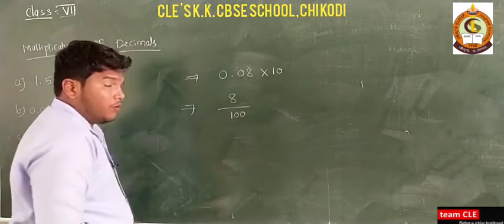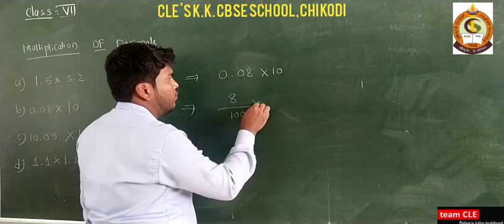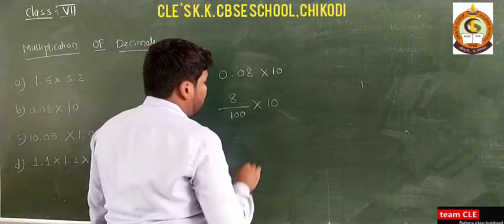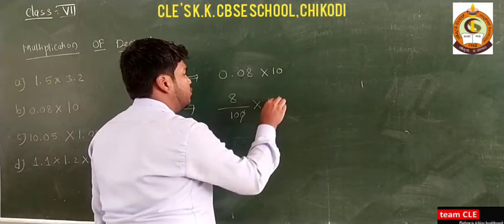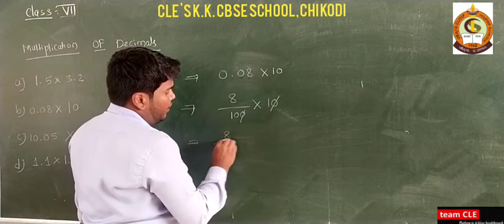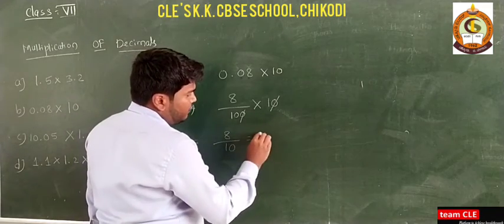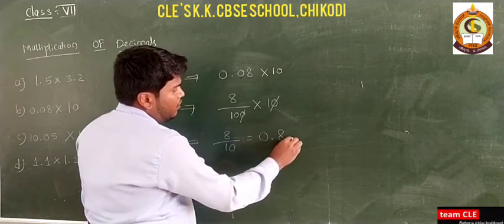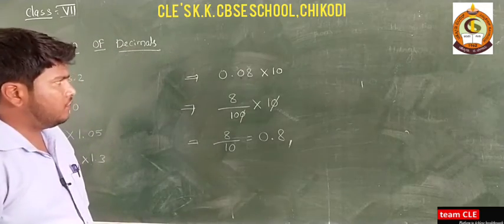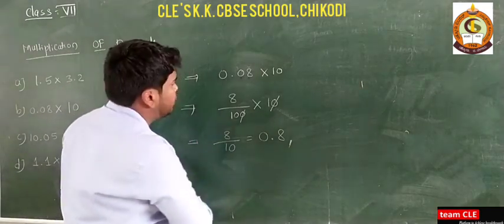So first step we convert the decimals to fraction. So I write this as 8 by 100 into 10 as it is. Okay, so see here, this 0 gets cancelled, so remaining is only 8 by 10. If it is 8 by 10 means I can write this as 0.8. So this is your required answer. So this is the second one. Third one, so pause the video to note down this problem.